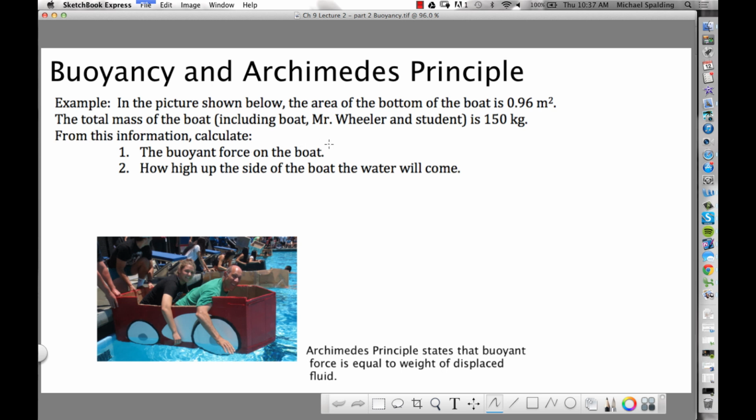Number one should take you like 30 seconds to figure out, or less. Number one is very easy. The answer is 1,470 newtons. Number two is going to take some thought.